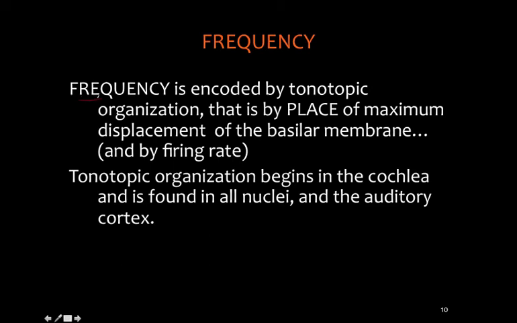We've said that frequency is encoded by that tonotopic organization, the place of maximum displacement along the basilar membrane. This notion of tonotopic organization begins in the inner ear along the basilar membrane, but is found in all nuclei. So it's preserved all the way through the auditory system, even up to the auditory cortex. In other words, there is a specific spatial relationship of frequency arrayed along a tissue. So that's how we get frequency information: by where in the specific receptor area something is being stimulated, what's responding.